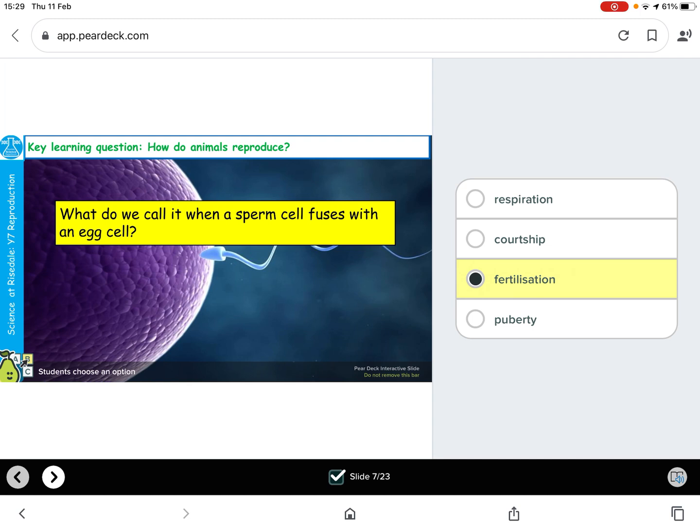What do we call it when a sperm cell fuses with an egg cell? When the sperm cell reaches the egg, the acrosome helps the sperm break into the cytoplasm. The nucleus of the sperm fuses with the nucleus of the egg cell, and this is called fertilization, and it's how half of your DNA from your dad mixes with half of your DNA from your mum.